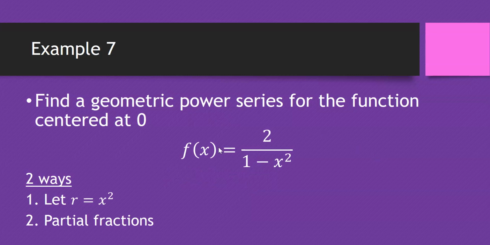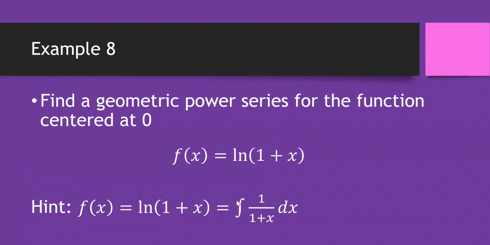But you'll see in the book, they give you some other algebraic tricks too, like letting r be x squared, or using partial fractions, breaking this thing up into multiple fractions, or using integration or using a derivative to get what we are originally looking for. So there's a lot of different algebraic tricks you can use, but it all comes down to figuring out something that looks like a over 1 minus r and using that geometric series to deal with that.